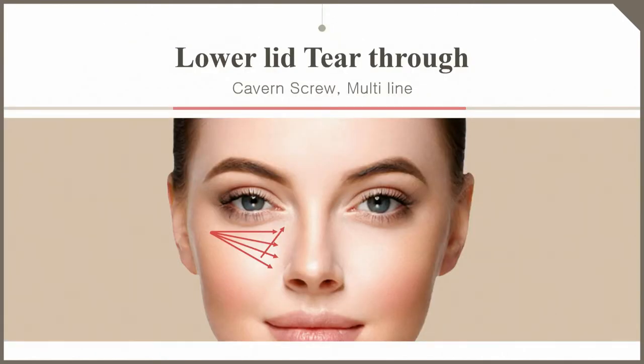We can also insert the thread to correct the irregularity on the lower eyelid and to fill the tear trough as well. Of course, we can inject filler or we can perform the operation, but sometimes patients don't want to get fillers here or the operation requires a lot of recovery time. The thread lifting can be a good alternative, but the effect is not so dominant.